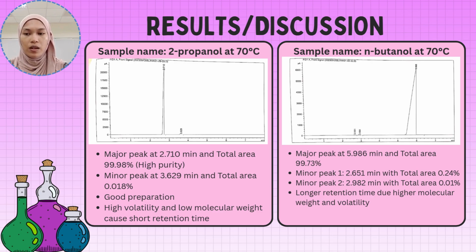Compared to 2-propanol, N-butanol has higher molecular weight and lower volatility, which causes stronger interaction with the stationary phase. As a result, it remains in the column for a longer time and shows a longer retention time. Minor peaks were observed at 2.651 minutes and 2.982 minutes, indicating small amounts of impurities.